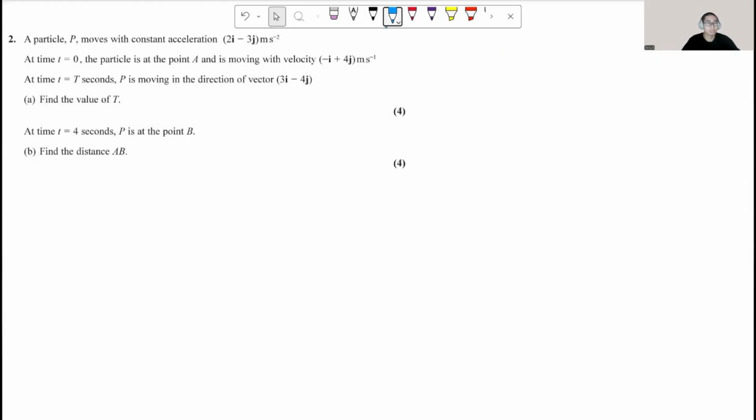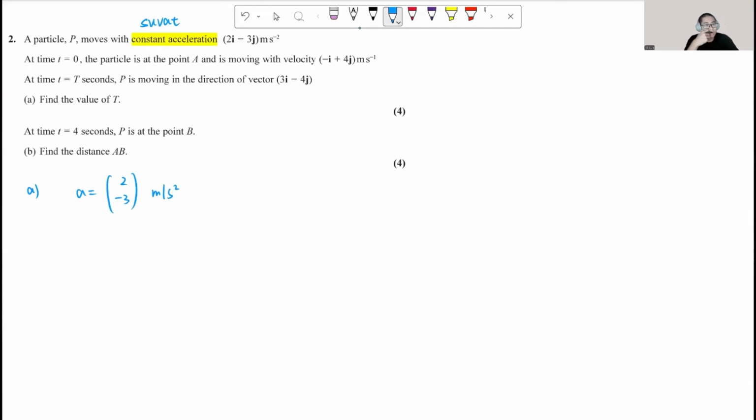At question 2. So again, this is another vector question. So let's have a look. A particle P moves with constant acceleration. So every time it is constant acceleration, it definitely has something to do with SUVAT. And then it is 2i minus 3j. So let me just write it here. Acceleration equal to 2 and then -3 meters per second squared.